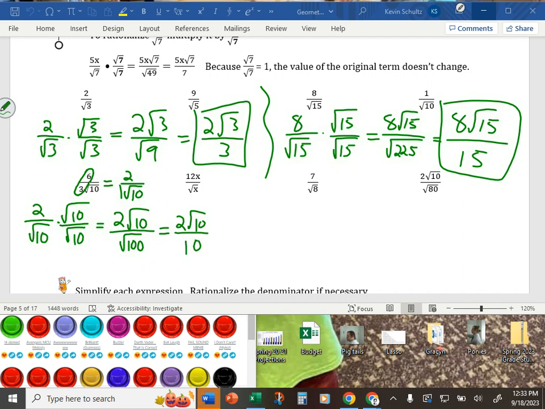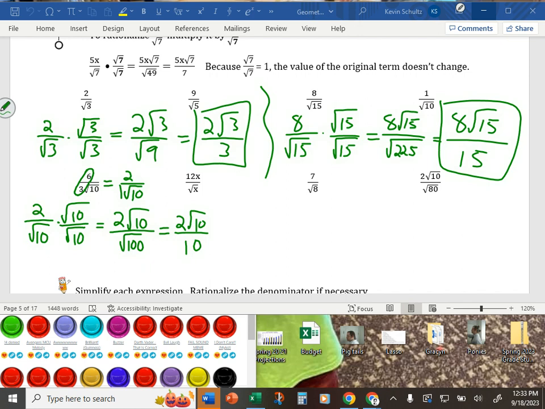No. Actually, why are we not finished yet? It is simplify. How can we simplify, Cole? Divide. 2 divided by 10. Right. This is where you always have to have a simplifying eye and ask, am I finished?